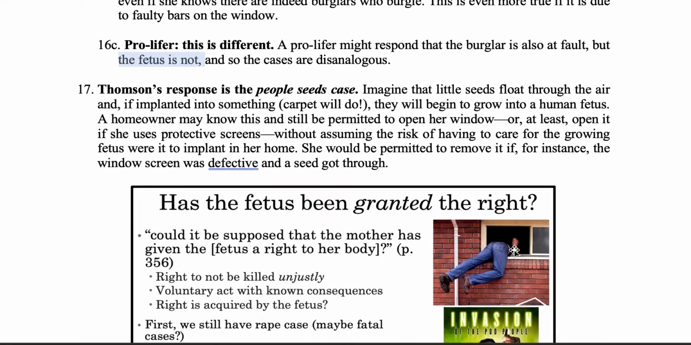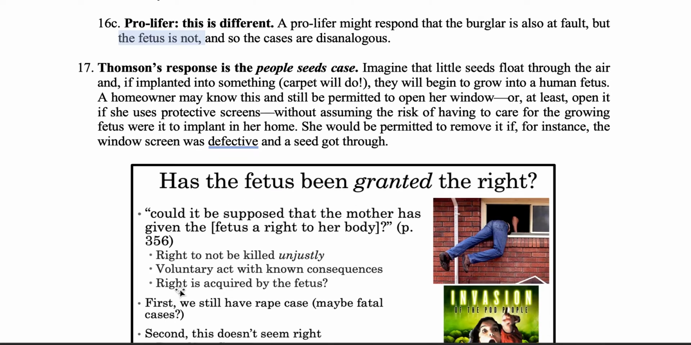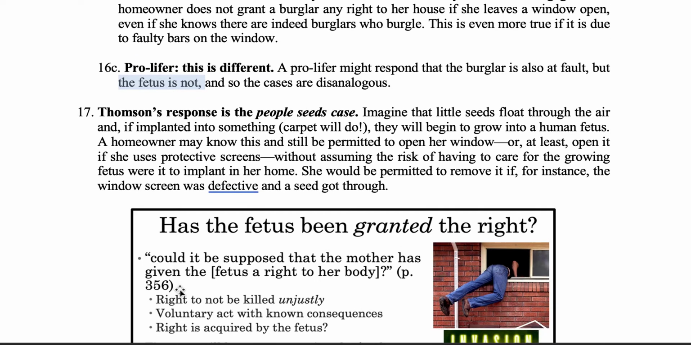And Thomson says, so here's this kind of burglar case. The pro-lifer's like, can't we suppose that the mother has given the fetus a right to her body? And she's like, well, no. I mean, we voluntarily act in certain ways that have potential consequences all the time, but that doesn't mean we give the right to those people, like the burglar that comes in. But is the right acquired by the fetus? And she's like, well, look at the burglar case. And then the pro-lifer says, yeah, but the burglar does some work there, and fetuses don't do any deciding.